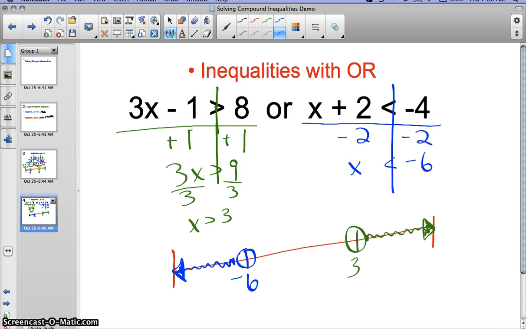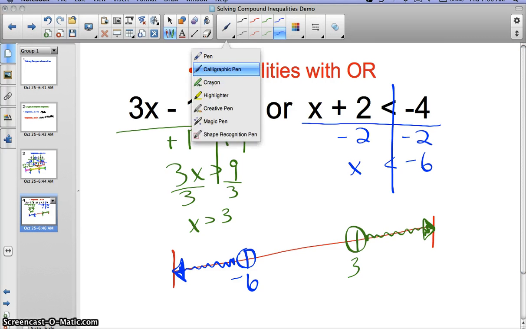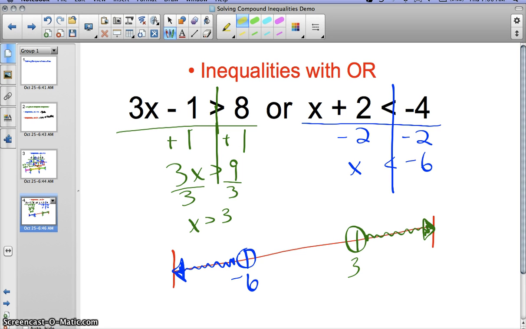Now some people might say, oh, well, these don't overlap. Is that okay? Yeah, that's perfectly fine. If they don't overlap, that just means the spaces in between, whereas before when it was an AND, the spaces in between were answers, now those are the numbers that are not answers. It means everything lower than negative 6 and greater than 3 would be a solution to this because there's an OR. You only have to satisfy one or the other. Make sense? Alright, yeah, that's pretty much it.